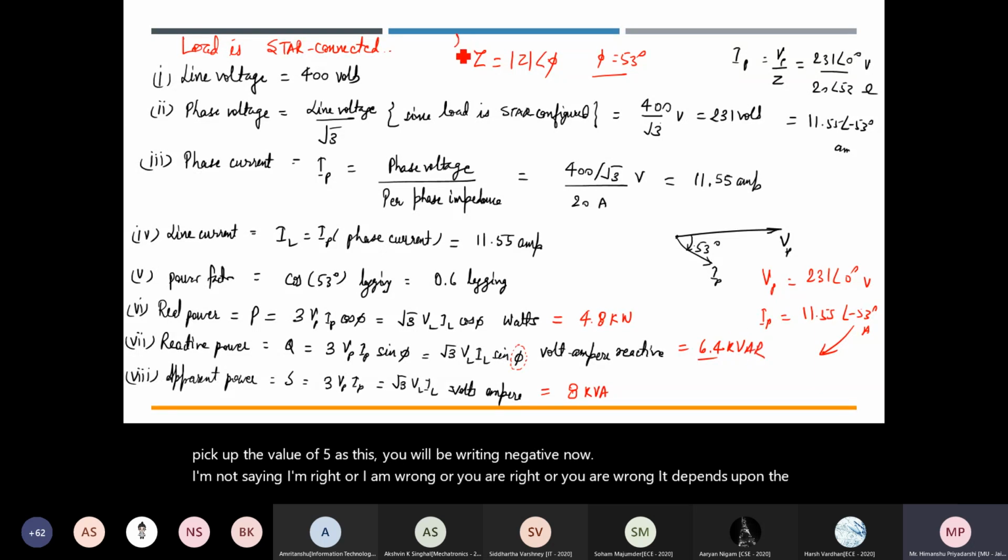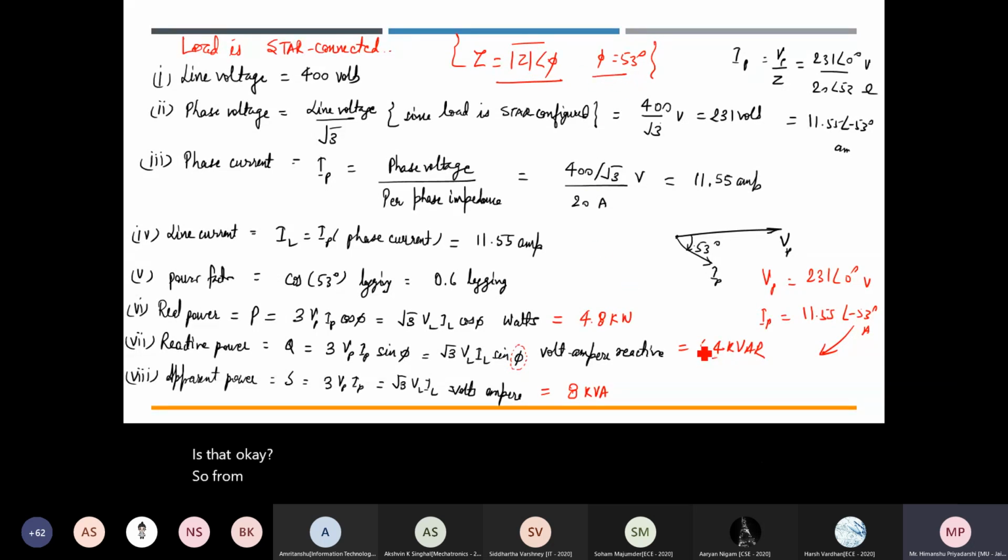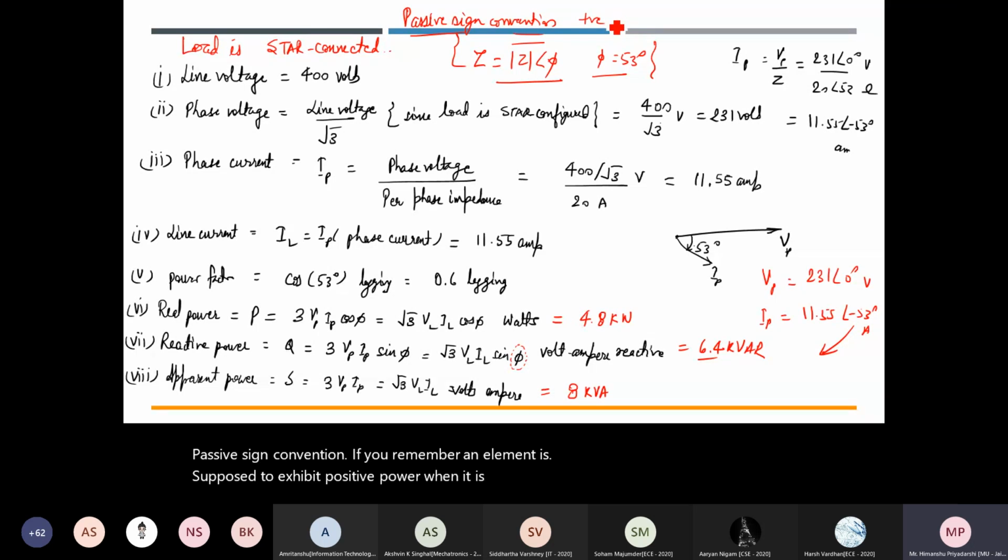But the convention which we have been following till now is this: mod z angle phi. Is that okay? So from that convention it is plus. And this convention, again to remind you, is the passive sign convention. If you remember, an element is supposed to exhibit positive power when it is taking power, and it is supposed to have negative power when it is giving power.